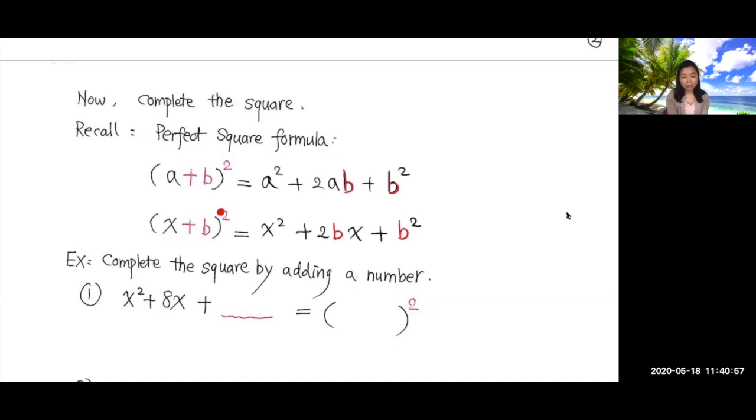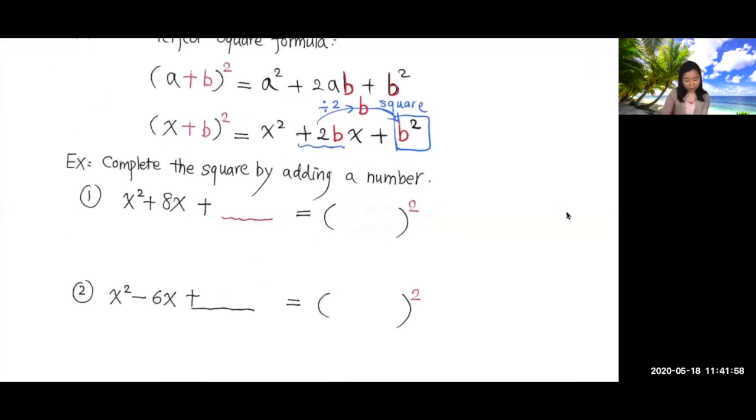If you have x plus b perfect square, the pattern is you start with x squared, where the coefficient for x squared is 1. The coefficient for x is 2b, and the last term is b squared. In other words, if you take this coefficient and divide by 2, then you get b, and then you square it and put it over here. Then these three terms are going to make a perfect square.